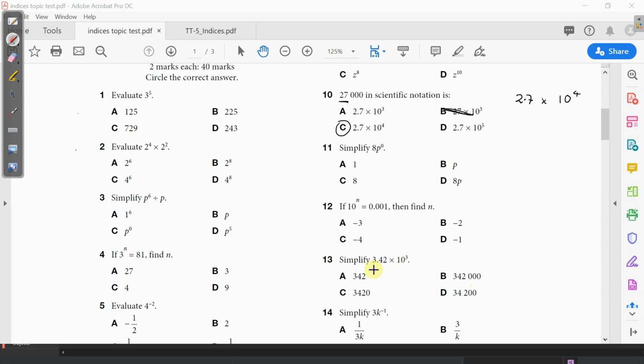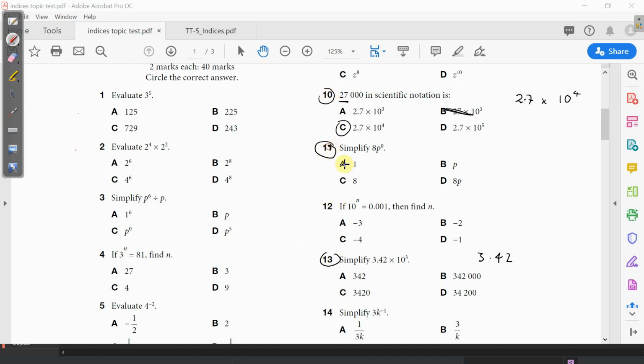This one here, again scientific notation, simplify. So we start with 3.42 and we're going to multiply that by 10 cubed. So move the decimal point this way 3 places, and that can only be one of them. Can't be these two, they look a little bit out of the question, but one of these two looks good. Okay, next one, so we've done 10 and 13.